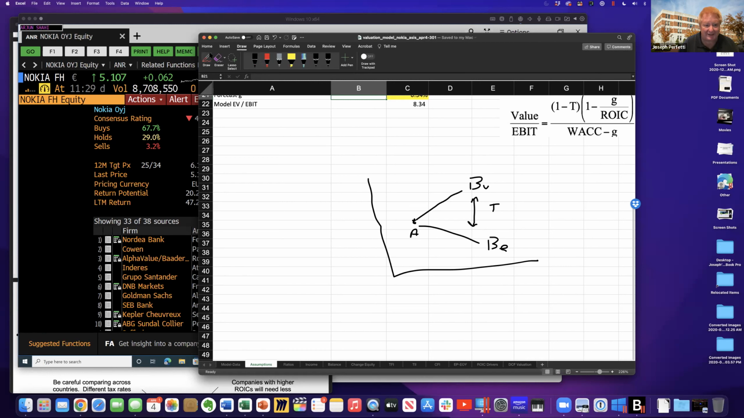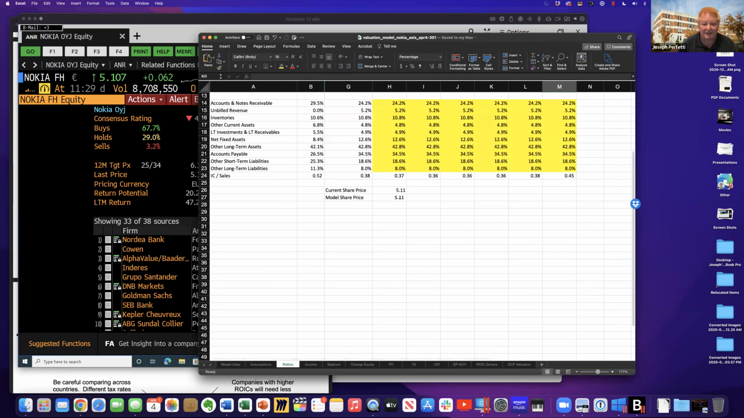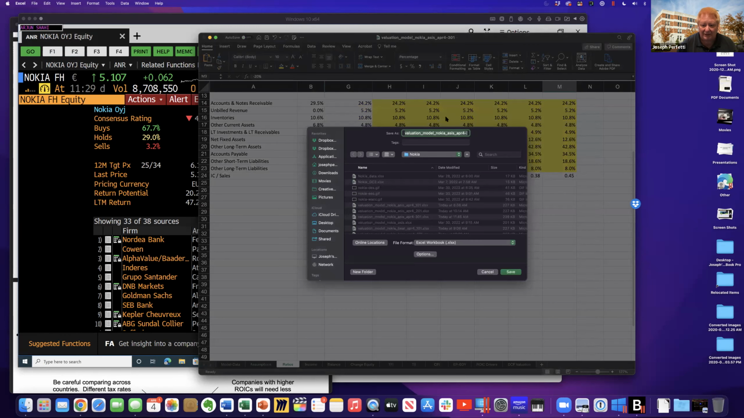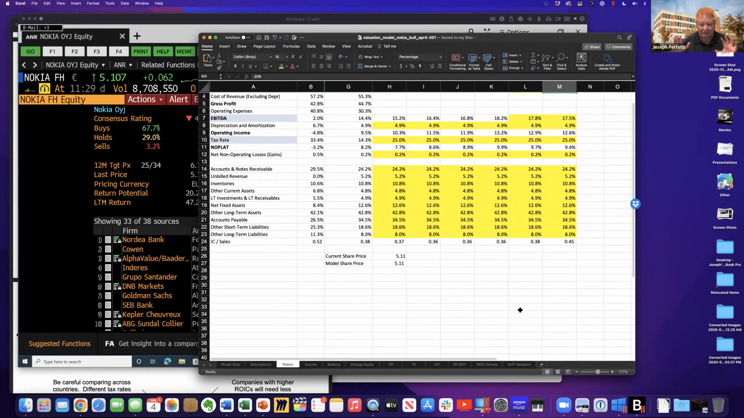All right, so I'm going to take my as is file I'm in right now, that I finished, with a 5.11 share price. Yeah, exactly matched it, 5.11 share price. That's my as is. And I'm going to go File, Save As, and then I'm going to make this my bull. So I'm going to save my bull file from my as is. So now I put on my rose colored glasses and I say, okay, for Nokia, what could go right over the next 12 months? Let me put in those scenarios.